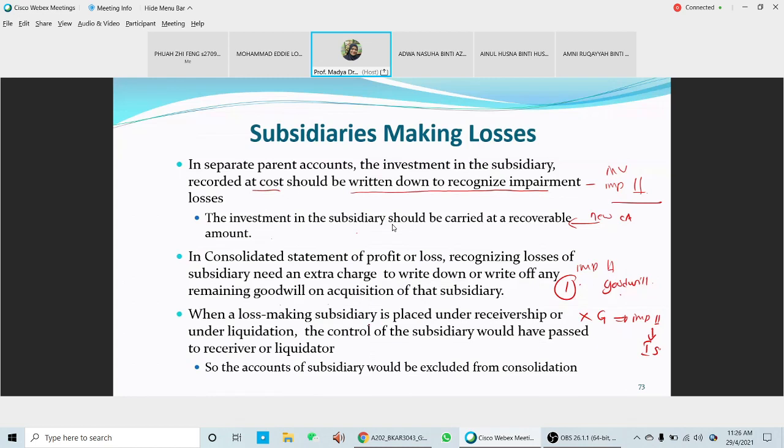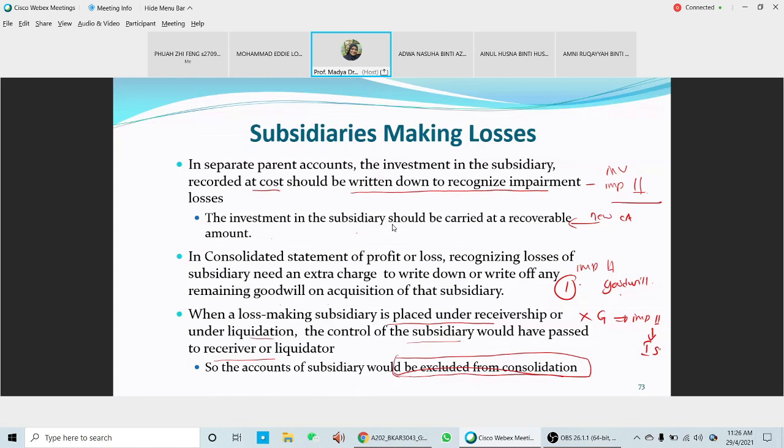When the loss-making subsidiary is placed under receivership or liquidation, the control of the subsidiary will pass to the receiver, and then we need to exclude it from consolidation. So once the subsidiary that is making a loss is under the process of liquidation, we are going to exclude that subsidiary from the consolidated financial statement. So this is what you have here once they are in the process of liquidation. Okay, so we are done with this topic, a bit rushed here.